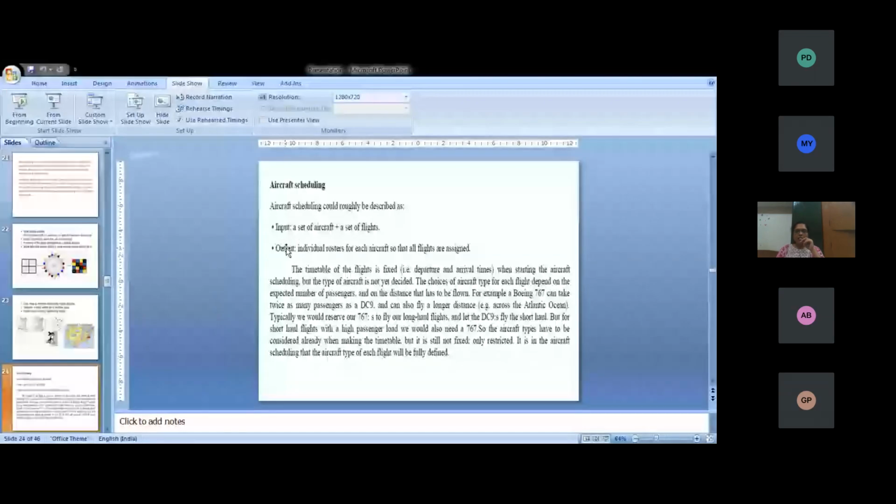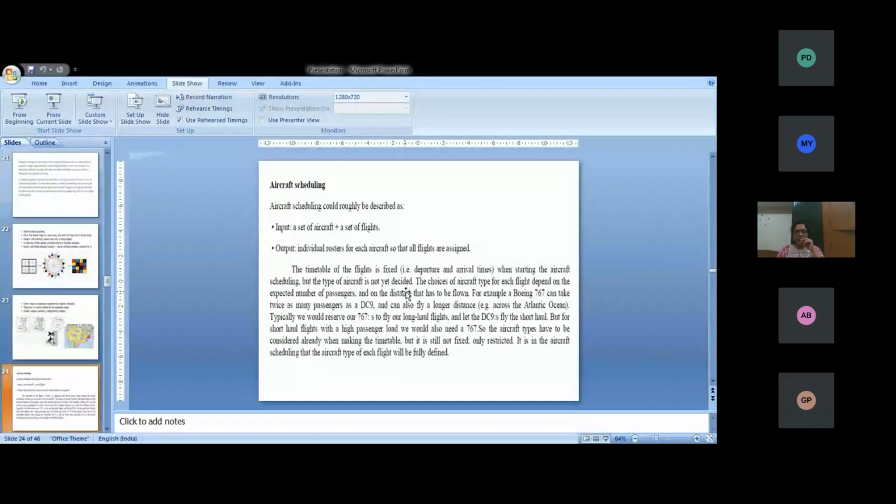Aircraft scheduling is roughly described like timetable scheduling. Aircraft scheduling also plays a wide role. We have to schedule the aircraft for landing purposes. So the input is a set of aircraft and a set of flights. The output is the individual roster of each aircraft so that all flights are assigned. The timetable of flights is fixed, with departure and arrival times, when starting the aircraft scheduling. The type of the aircraft is not decided.